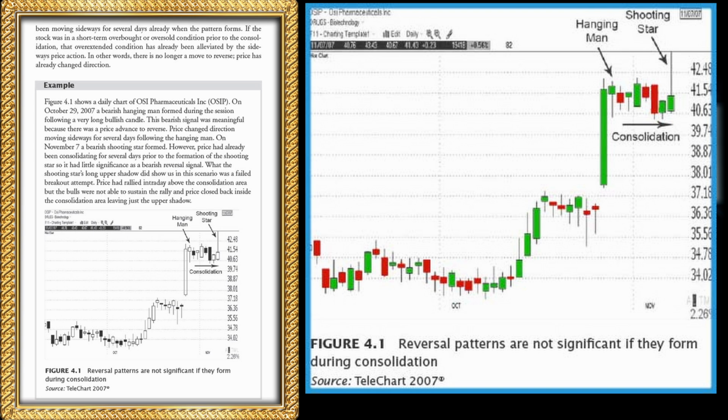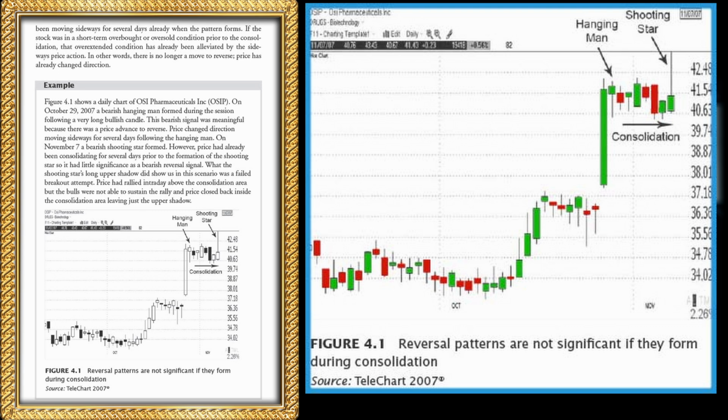Example: Figure 4.1 shows a daily chart of OSI Pharmaceuticals Inc. (OSIP). On October 29, 2007, a bearish hanging man formed during the session, following a very long bullish candle. This bearish signal was meaningful because there was a price advance to reverse. Price changed direction, moving sideways for several days following the hanging man. On November 7th, a bearish shooting star formed. However, price had already been consolidating for several days prior to the formation of the shooting star, so it had little significance as a bearish reversal signal.